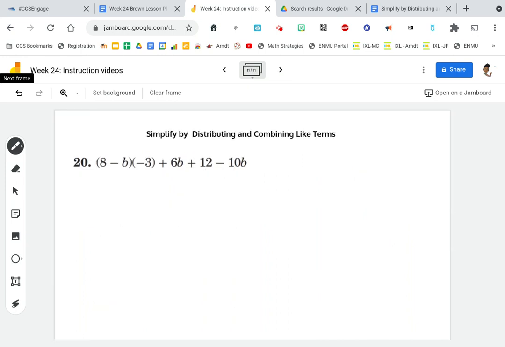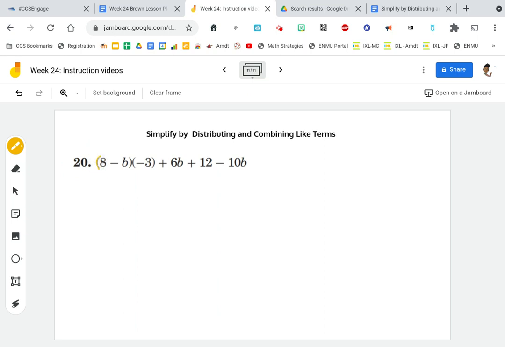Alrighty, we have one more. So we have in parentheses 8 minus b times negative 3 plus 6b plus 12 minus 10b. So we need to see if there's something that we can distribute. And that means we need to look for parentheses. Well, we actually have two sets of parentheses.